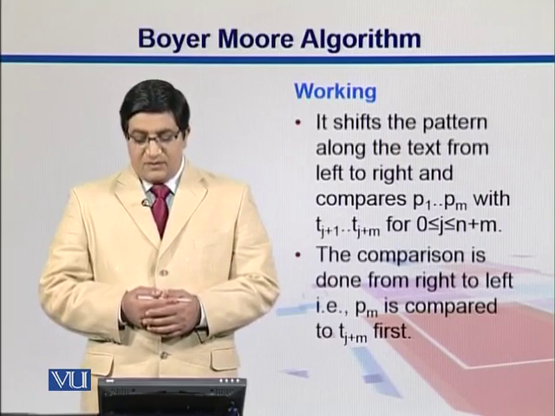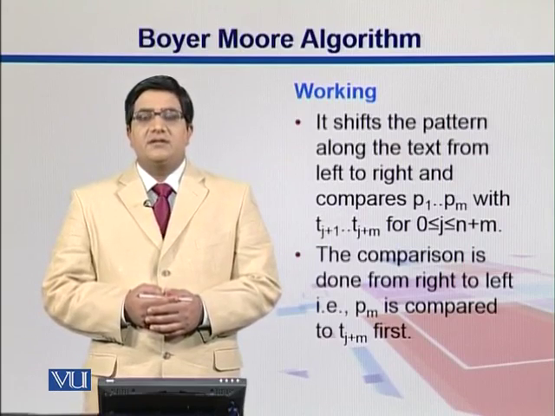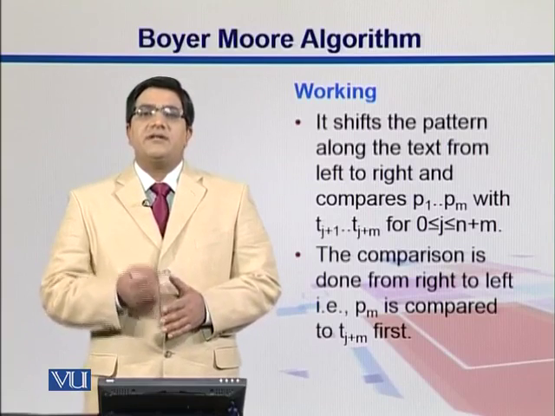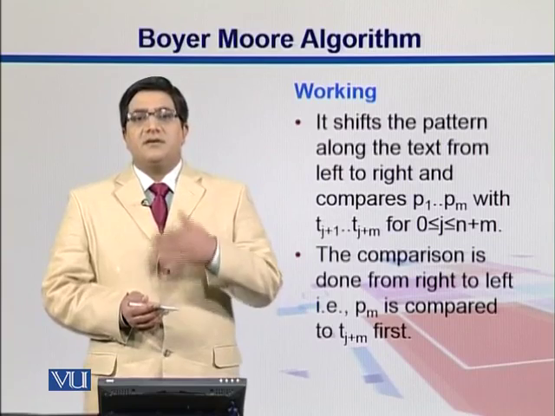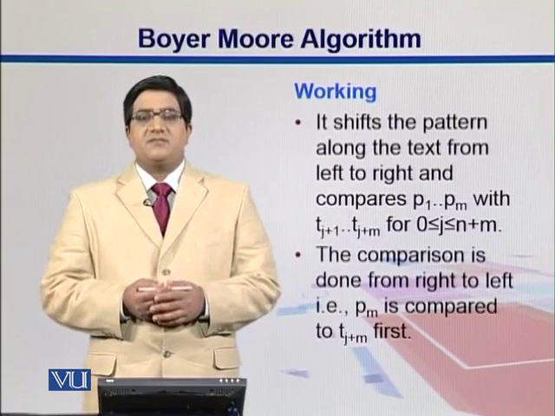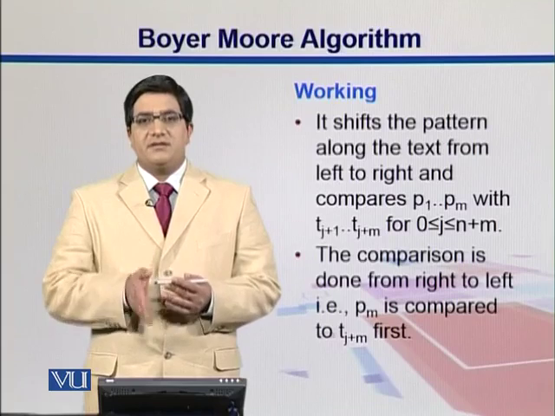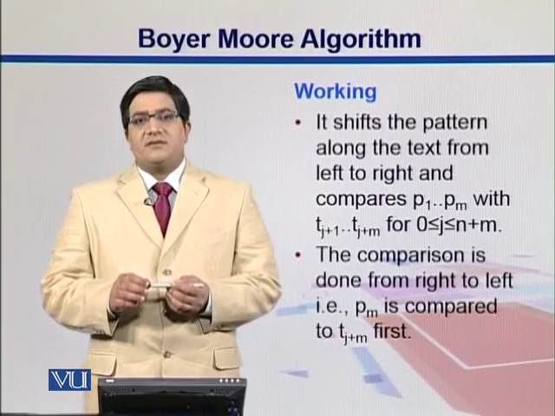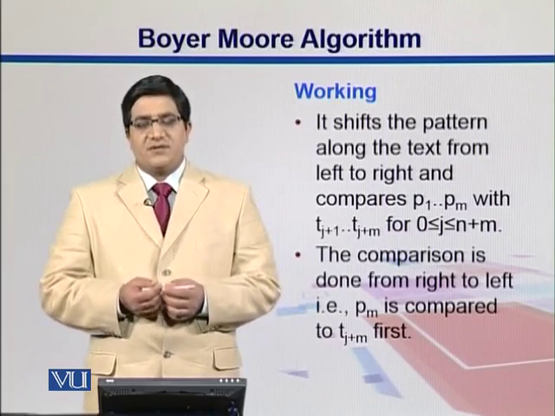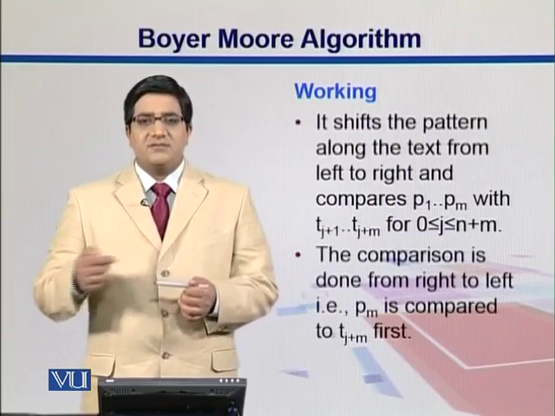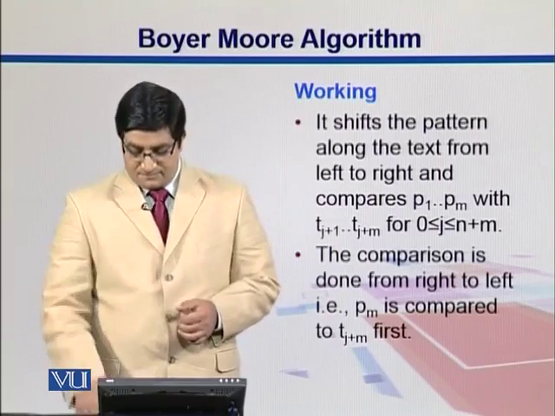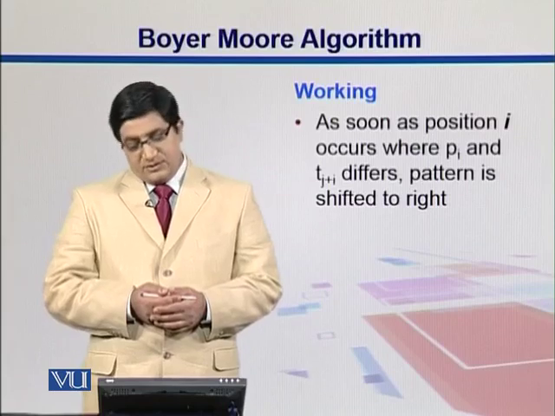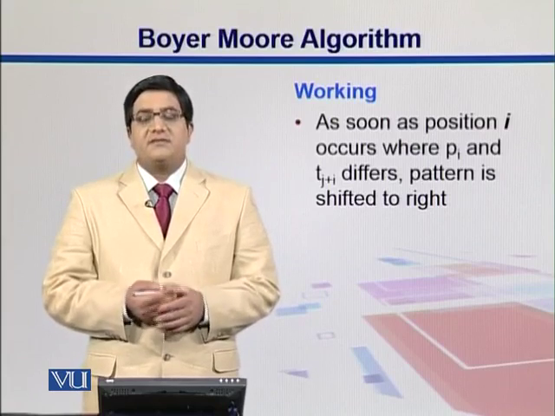The comparison is done from right to left. So we are not comparing the first position of the pattern with the first position of the string, but we are comparing the last position in the pattern. In the beginning we just align them together, so the last location of the pattern corresponds to a location in the string, it matches there first, and then it moves backwards, from right to left. As soon as a position i occurs where pi and t j+1 differ, the pattern is then shifted towards the right.